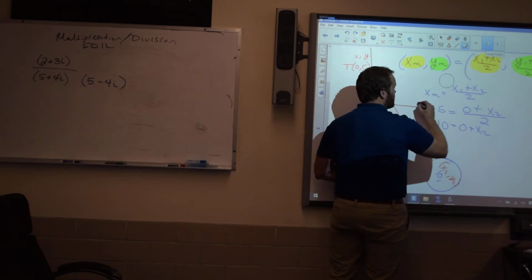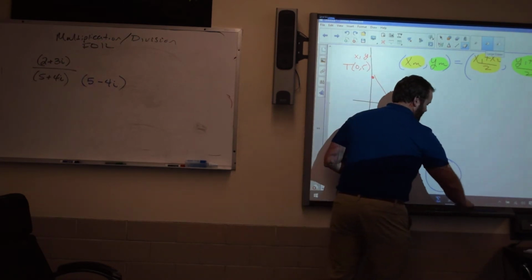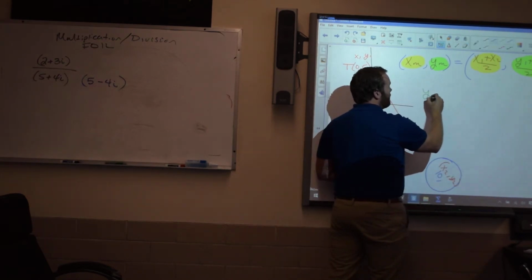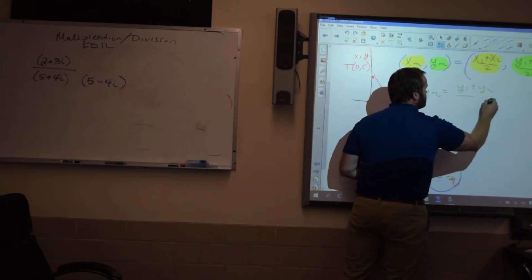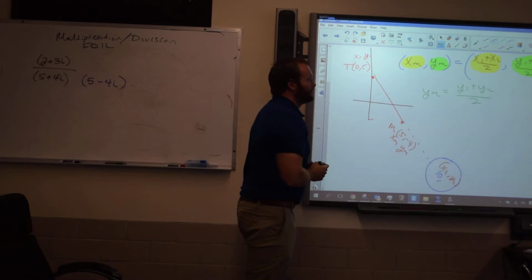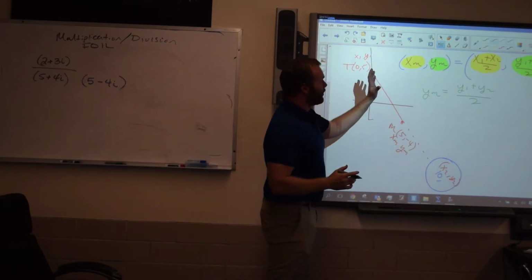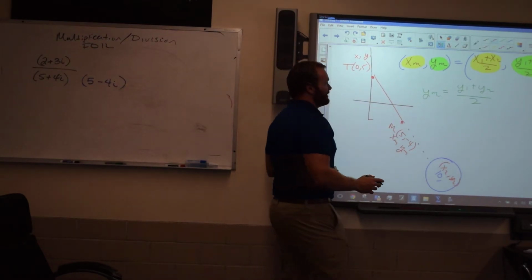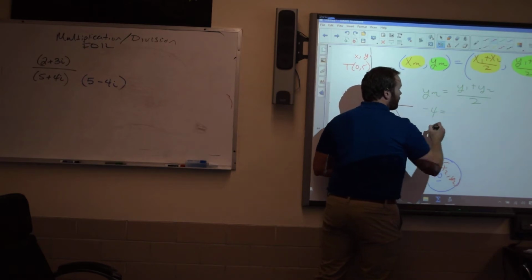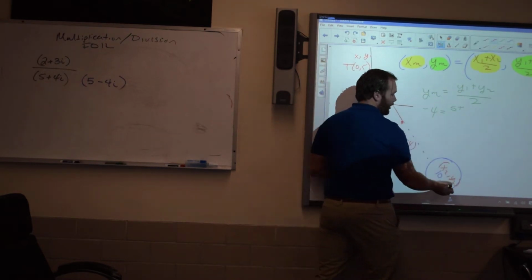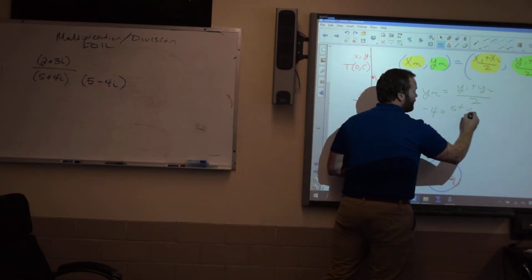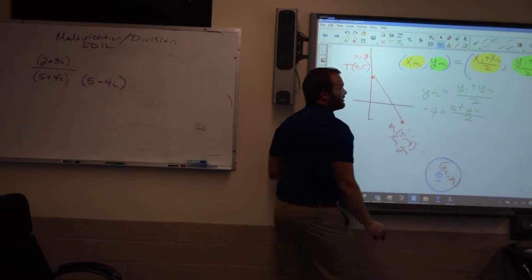Okay, so let me erase this. The exact same thing with y: y sub m is equal to (y1 plus y2) over 2. Going through here, ym is -4. y1 was 5. I don't know y2, that's what we're looking for. And my denominator is 2.